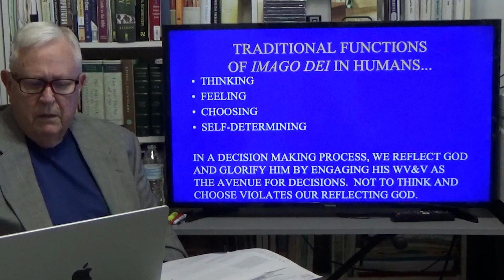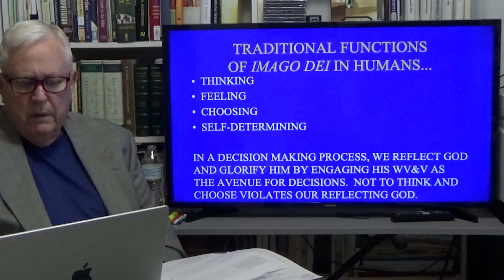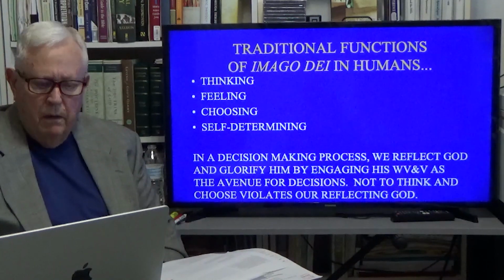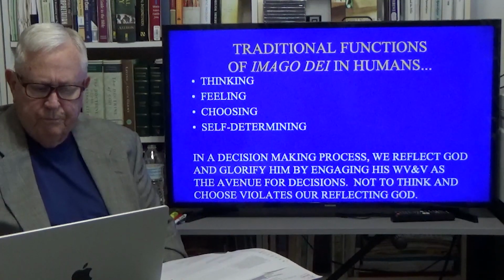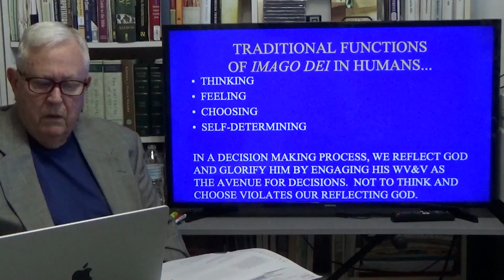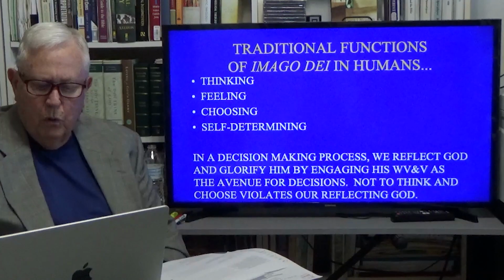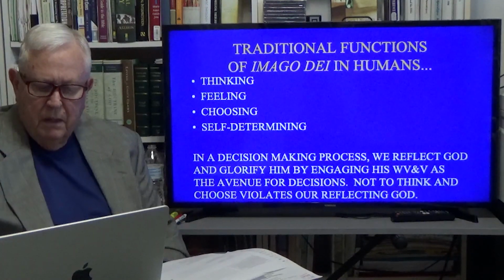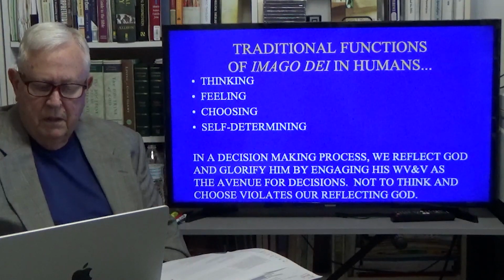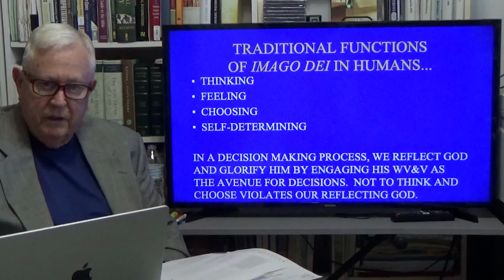So there's a difference between the animal kingdom and the human realm, and we're the Imago Dei. Angels are not the Imago Dei. We are. We have a special place in creation. In a decision-making process, we reflect God. We glorify him by engaging his worldview and value structure, engaging it as the avenue for our decisions. Not to think and choose violates our reflecting God.